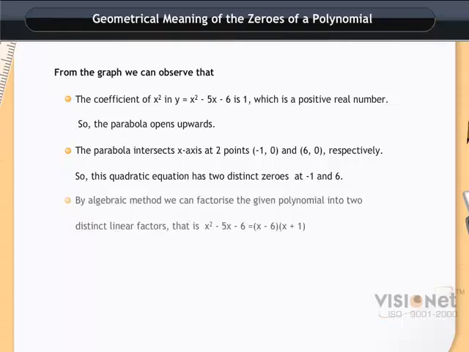By algebraic method, we can factorize the given polynomial into two distinct linear factors. That is, x square minus 5x minus 6 is equal to x minus 6 into x plus 1. So the parabola intersects the x-axis at 6, 0 and -1, 0. Now we study the graph of a cubic polynomial.